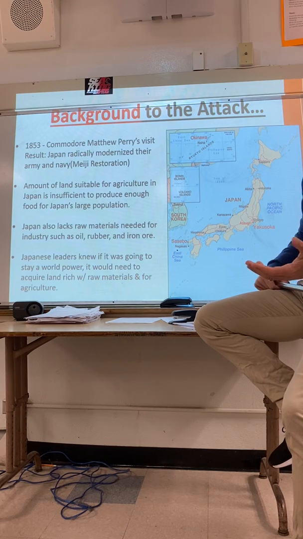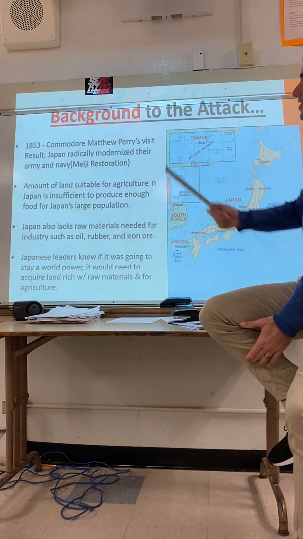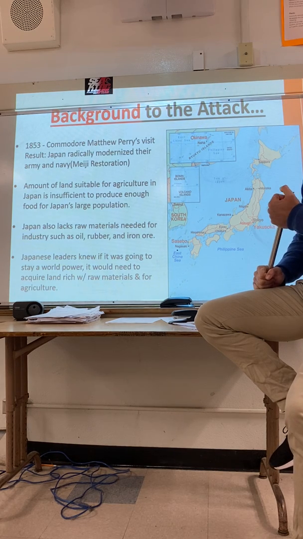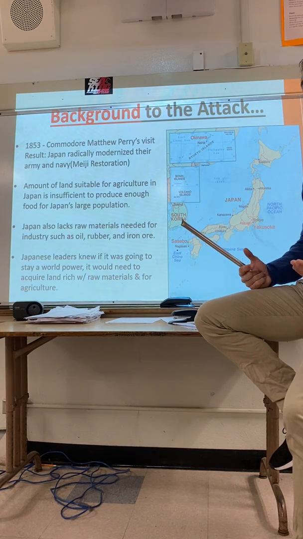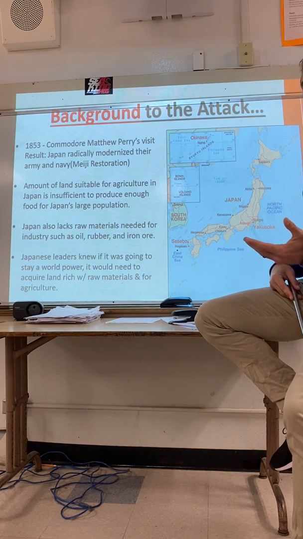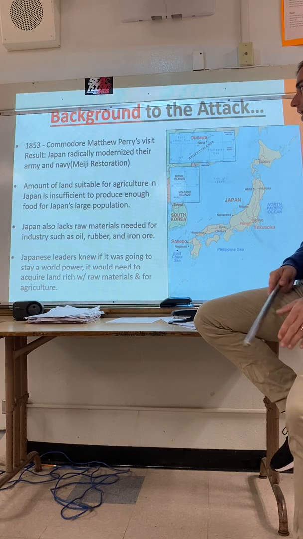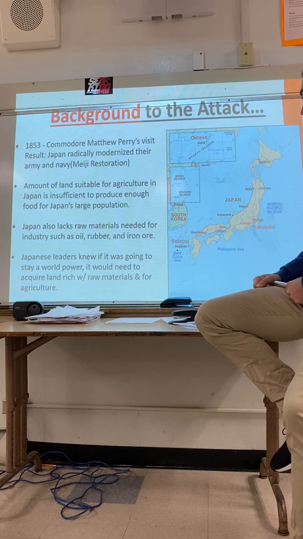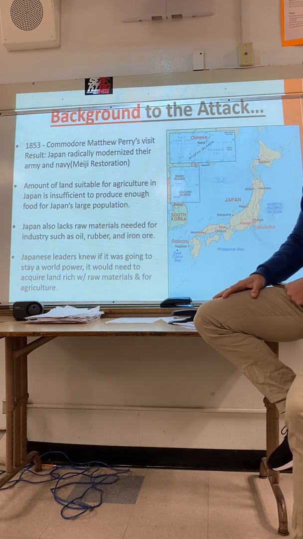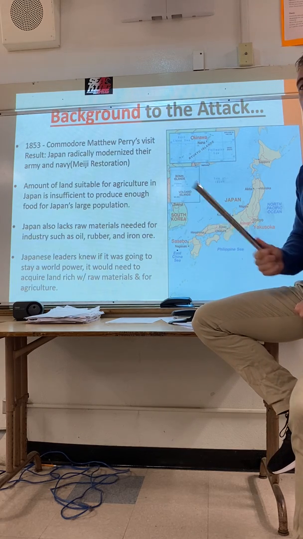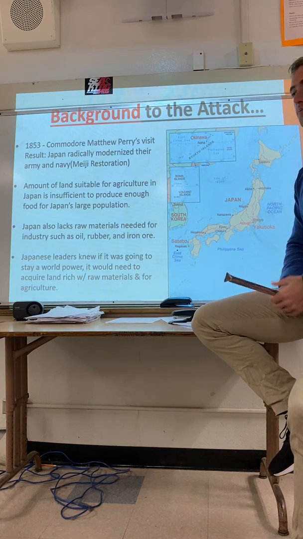Japan is going to be opened up to the rest of the world. They're going to go through their Meiji Restoration, and they're going to become a radically modernized, powerful state, an industrialized military state. And then they're going to go off and start conquering lands for themselves. They're going to be an imperial power, but they're going to realize that they have some deficiencies in Japan, and two major ones. One, there's not enough land suitable for agriculture in Japan, and Japan has a very, very large population. So to be able to feed all of these people in Japan, they're going to need to conquer some new lands in which they can farm.